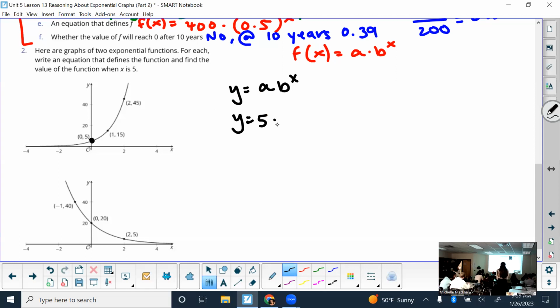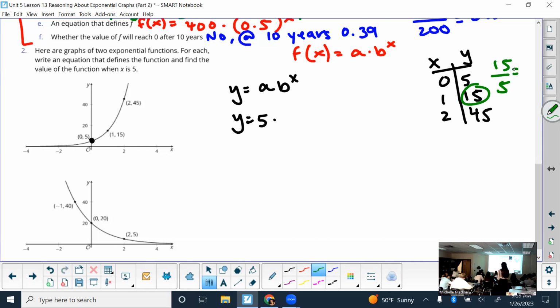And what is my B going to be? Which in this one, what am I multiplying by to get the next year? Not 1.5. 3. If you need to make a table to organize it, then do that. We have 0, 5, 1, 15, 2, 45. You may be able to see the pattern, maybe not. If not, just find the common ratio. Take one of the values, divided by its previous value, and that will be your B. What's 15 divided by 5? So that's what goes here. And then to the x. So that's your equation. Questions there?